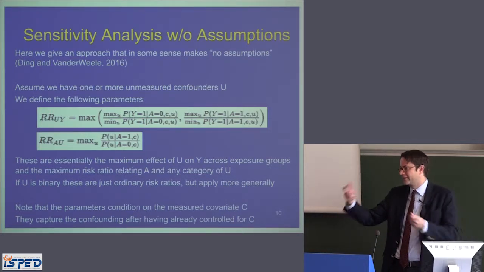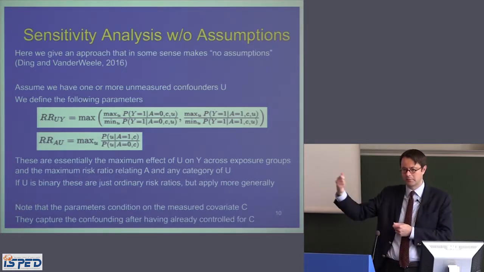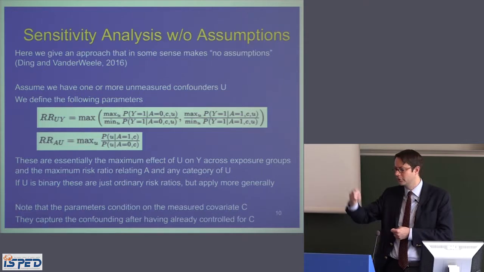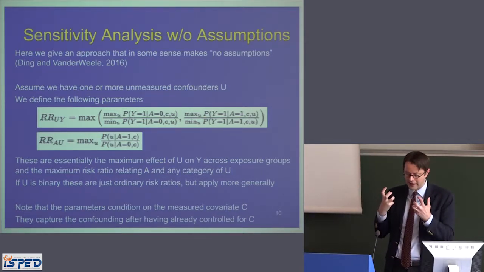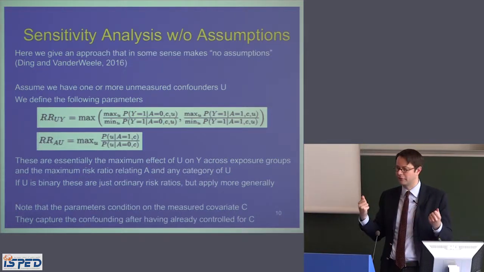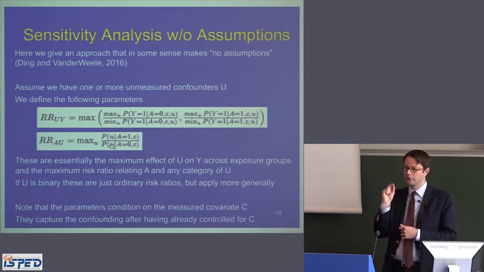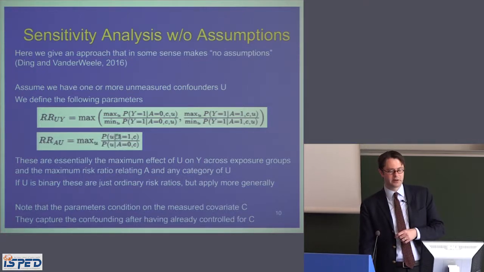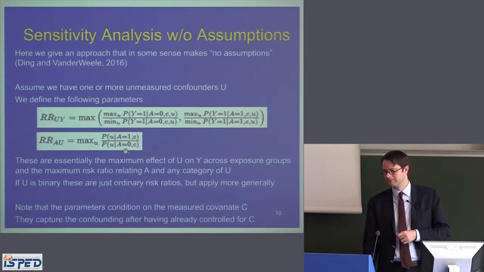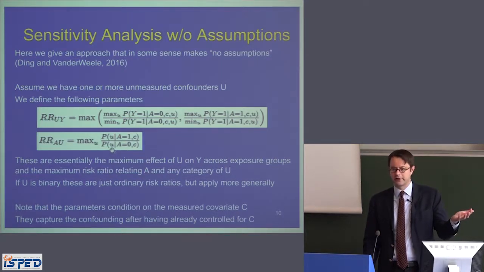What's the largest effect that U could have on the outcome Y on the risk ratio scale for either the exposed or the unexposed? Is it a twofold increase or a threefold increase or a fourfold increase in the outcome? How large can the effect of U on Y be? That's our first parameter. Our second parameter is comparing any particular value of U. How much more likely is that value to be amongst the exposed than the unexposed? So if U is binary, then this is just an ordinary risk ratio.